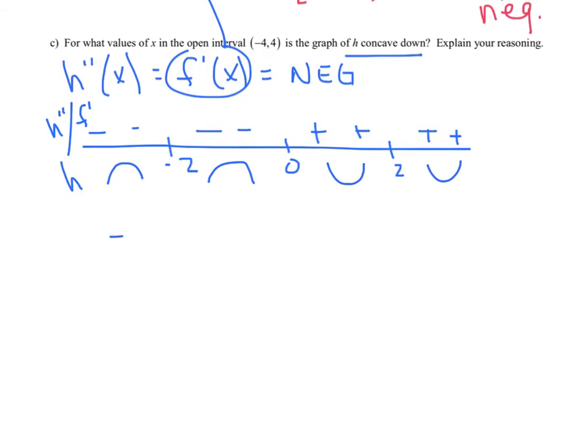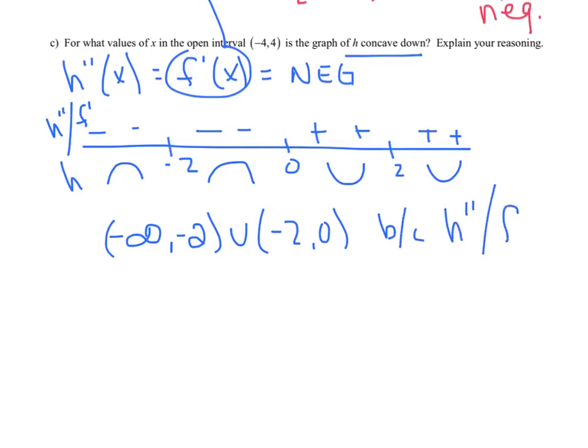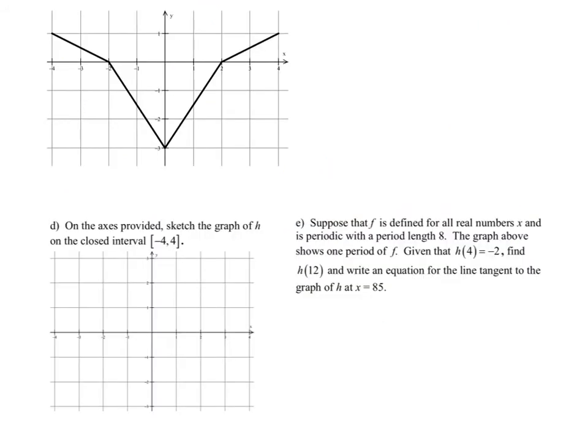We could say negative infinity to negative 2, union negative 2 to 0, because h double prime, slash f prime, was negative. Boom. Alright, part D's got a little trick in it. They want us to actually sketch the graph of f, which is kind of a daunting task. When in doubt, I like to construct a table of values, and what I'm going to do is plug a bunch of these values in.